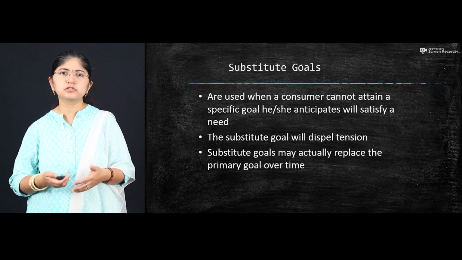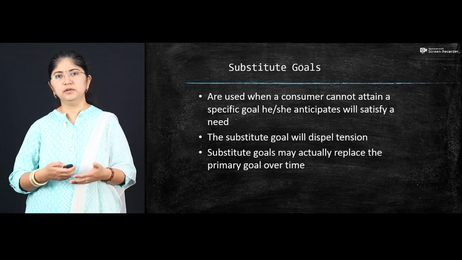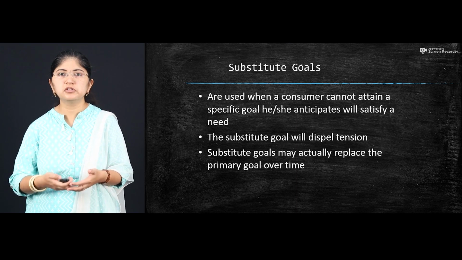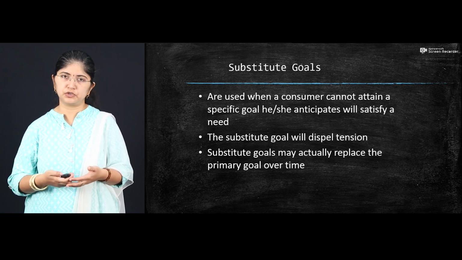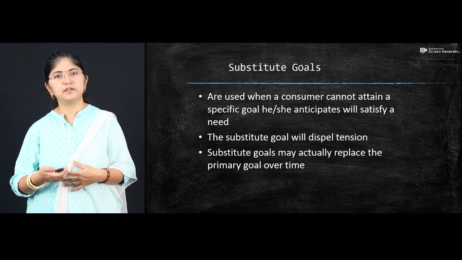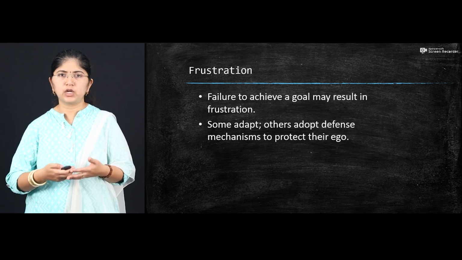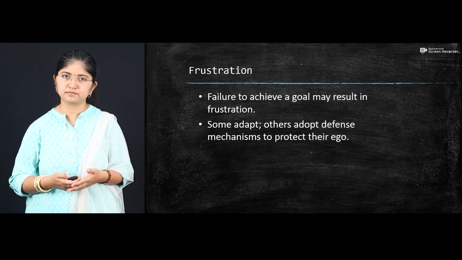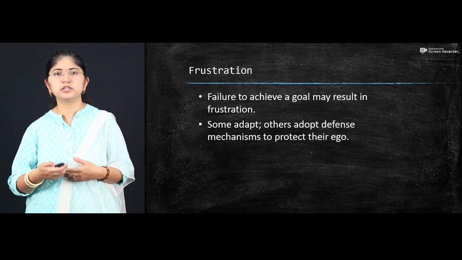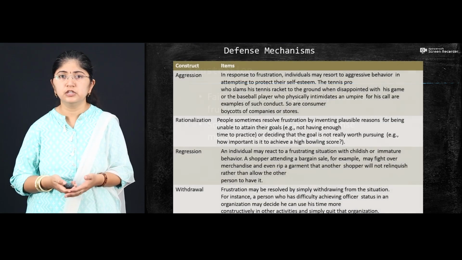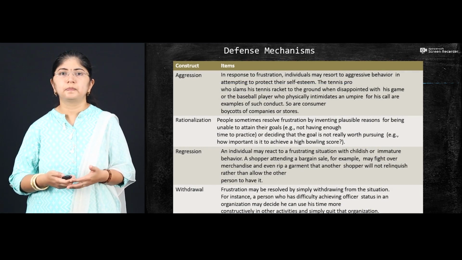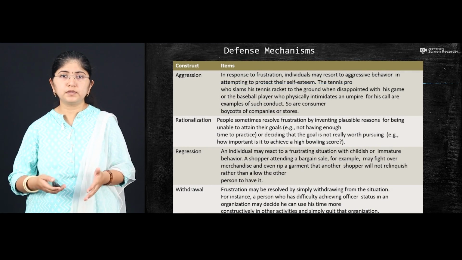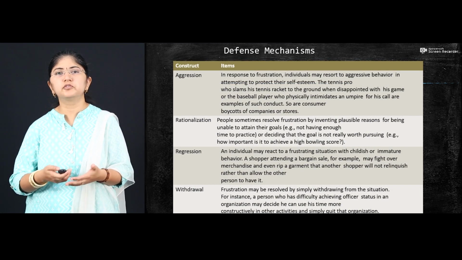Now, substitute goals can also be part of that. If you are not able to achieve the goals that you have, simultaneously substitute goals emerge. That creates tension amongst you and you strive for achieving that if you are not able to achieve your main goal. Now, at times, if you are not able to achieve certain goals, the feeling of frustration comes in. To deal with frustration, different individuals prefer different mechanisms. If you see the defense mechanisms, it could be aggression, regression, rationalism, or withdrawal as well.